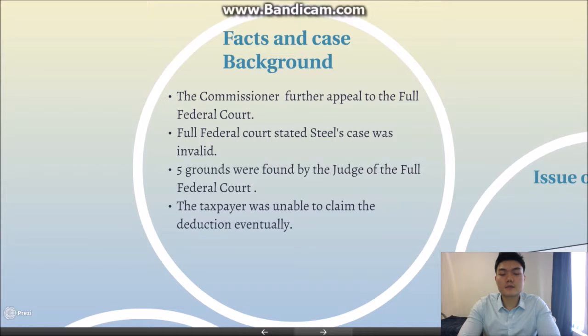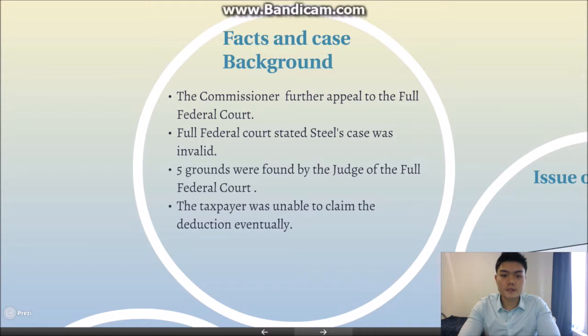The High Court held that the first positive limb was satisfied, and thus the deduction prior to the property being developed was allowed. Based on Steele's case, the Federal Court ruled in favor of the taxpayer, claiming that expenses incurred satisfied the first limb, and the interest was in fact deductible.